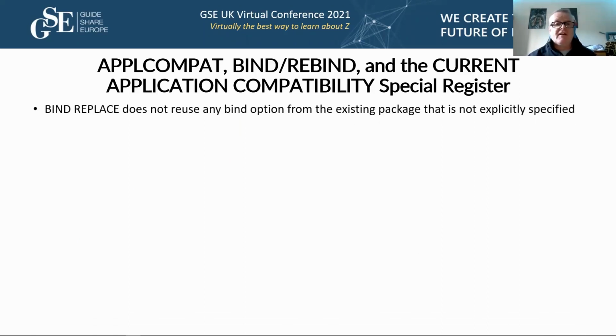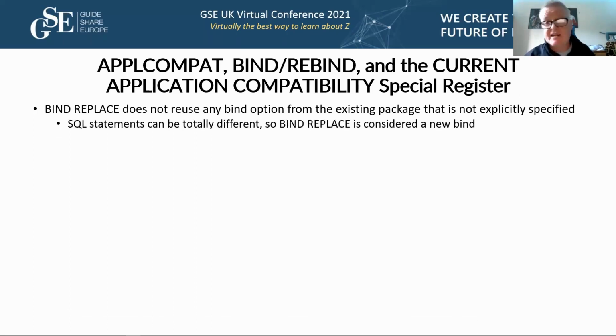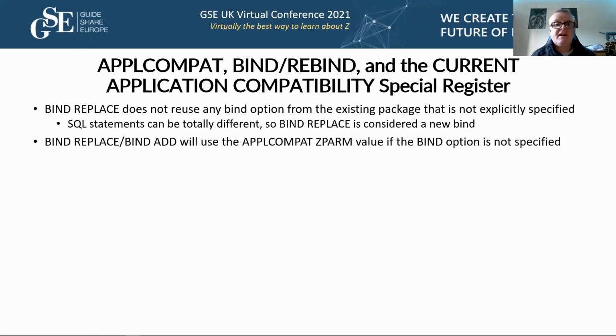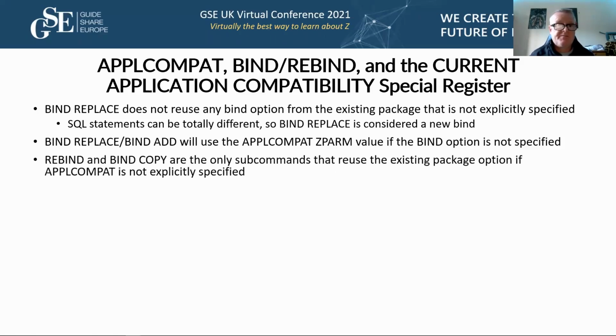So bind, rebind, and the CURRENT APPLICATION COMPATIBILITY special register. Bind replace does not reuse any bind option for the existing package that is not explicitly specified. Can't say that. So basically, if you want it to be taken into account, you have to actually tell it in the bind. SQL statements can be totally different. So bind replace is considered a new bind. So that's fine. So that'll ignore anything that's already in there. Bind replace add will use the ZPARM value if you don't actually stick it in the bind. So that makes sense as well.